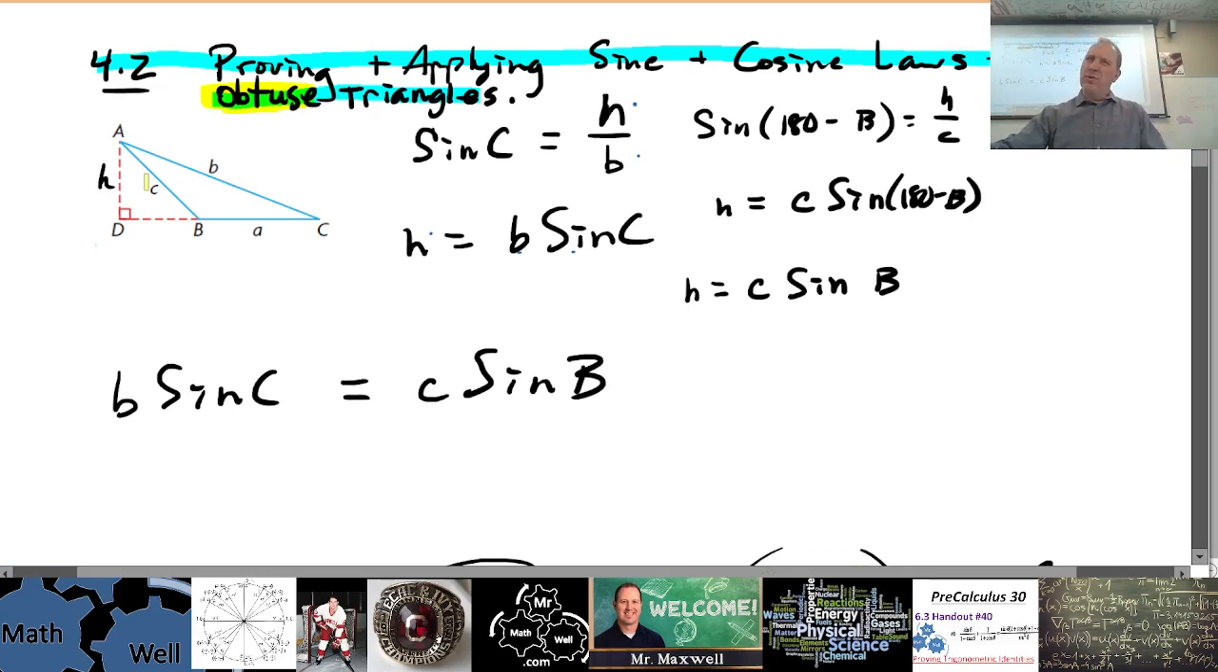Again, you can't have more than one obtuse angle in a triangle, right? If you think about that, you could not draw that, because if this is obtuse and then the other one's obtuse, there's no way that those would meet anywhere. So you can only have one obtuse angle in a triangle.